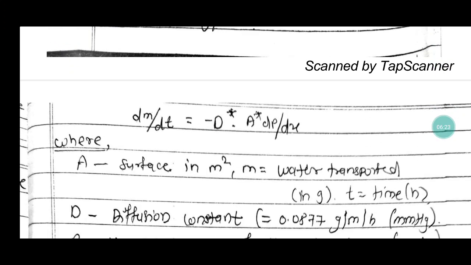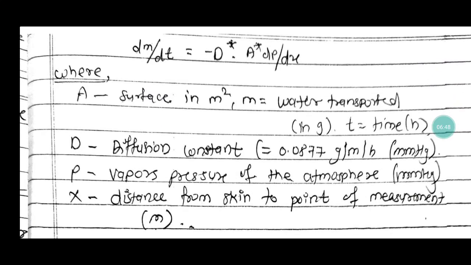So the formula for transepidermal water loss is dm/dt = -D * A * dp/dx, where A is the surface area in m², m is the water transported in grams, t is time, D is the diffusion constant, p is the vapor pressure of the atmosphere in mmHg, and x is the distance from the skin to the point of measurement.